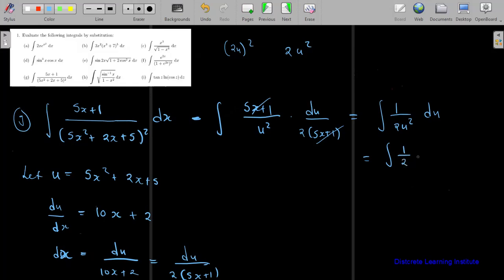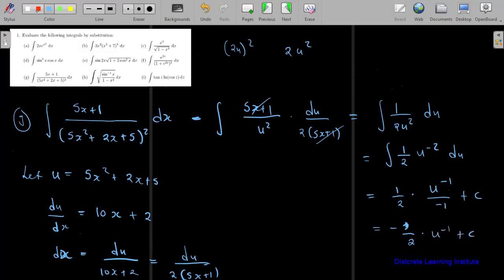So 1 over 2, then u to the power negative 2, then du. I can even take the half outside, multiplied by the integral of u to the power negative 2, which is u to the power negative 2 plus 1, that's negative 1, over negative 1, then plus c. So this will just give me negative 1 over 2 times u to the power negative 1, then plus c.